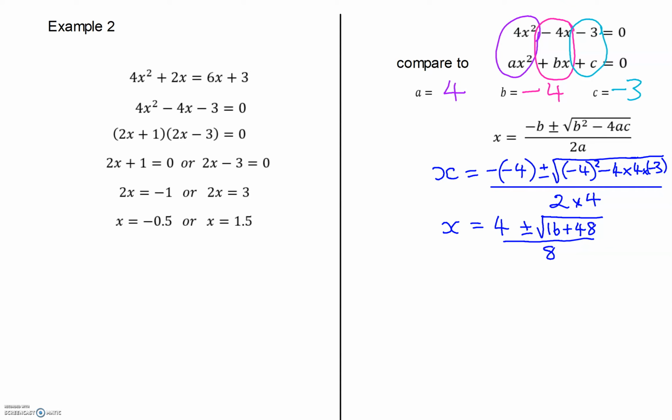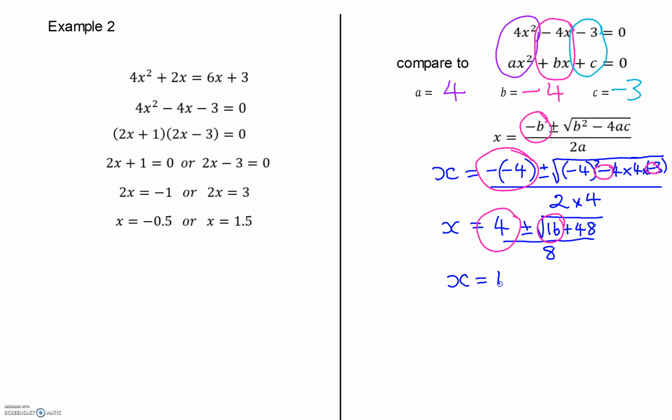So minus B at the beginning of our formula becomes -4 take away -4, which becomes a +4. And then we've got -4 squared, which is 16, plus, because we've got two negatives, so a negative and a negative becomes a positive, 4 fours are 16, times 3 is 48. So we end up with our quadratic formula becoming 4 plus or minus the square root of 16 plus 48 all over 8.